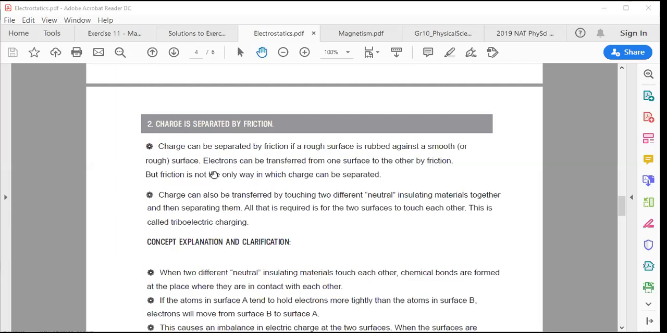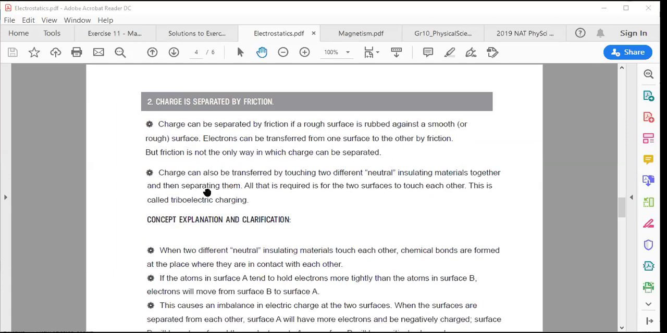When you're rubbing, what happens? Electrons can be transferred from one surface to another by friction. So rubbing on your jersey, electrons are transferred either from the ruler to the jersey or from the jersey to the ruler, depending on which one is going to gain electrons or lose electrons. But friction is not the only way in which charge can be separated. So there are a couple of ways that you can do that.